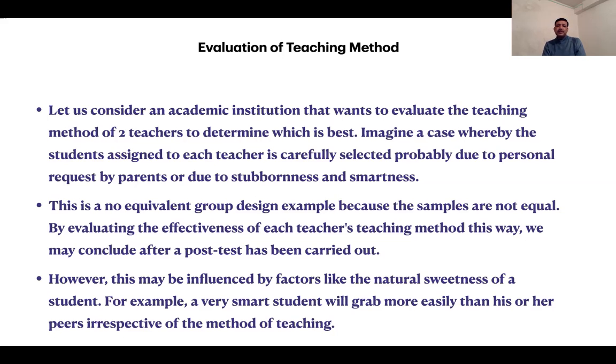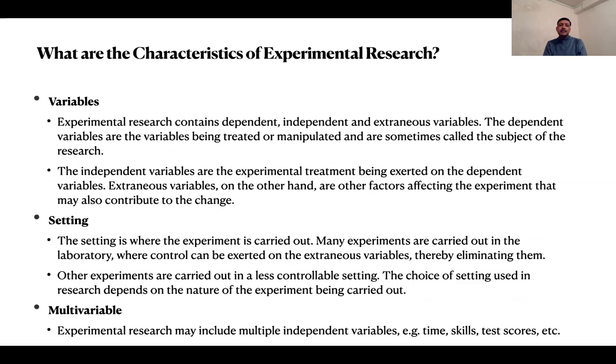By evaluating the effectiveness of each teacher's teaching method, we may draw a conclusion after a post-test has been carried out. However, this may be influenced by factors like the natural smartness of a student. For example, a very smart student will grasp more easily than his or her peers, irrespective of the method of teaching. So this is another example.